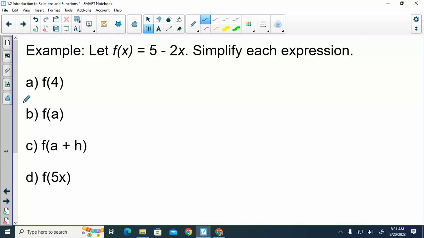All right. Let's look at this one. So if f of x is 5 minus 2x, and I want to simplify each of the following. How would you find f of 4? So we get 5 minus 8 and negative 2.